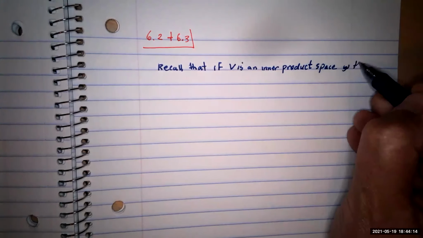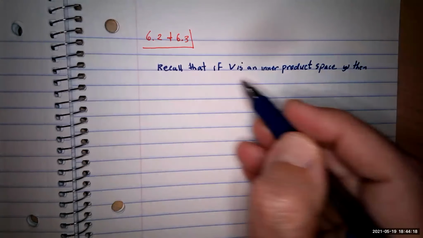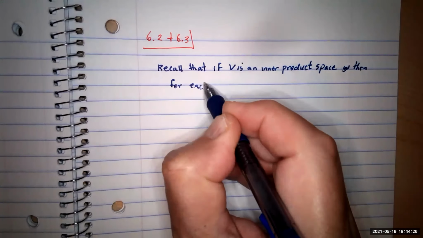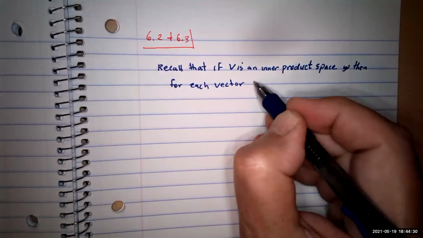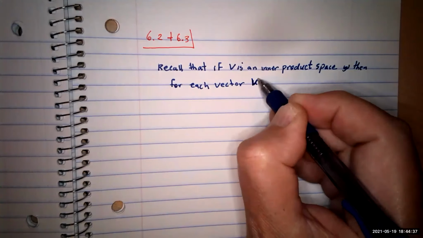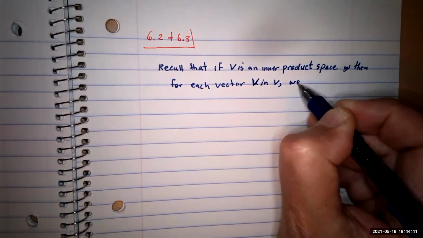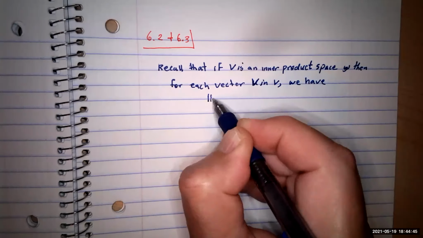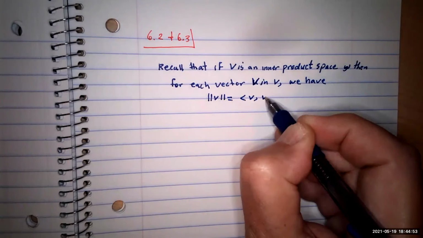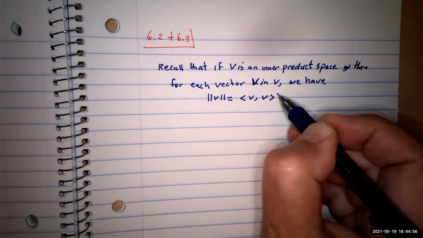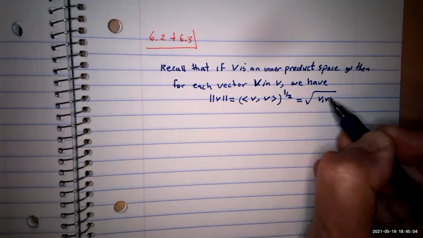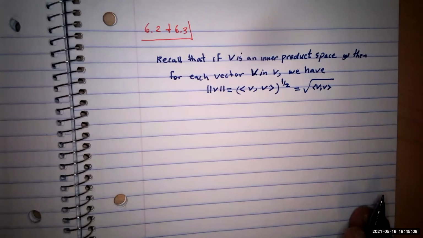Then we can define the norm, remember. For each vector, let's say v in V, we can define the norm of v. Remember, the norm of v is the inner product of v and v to the 1/2, or if you like, the square root of v dot v, which is the inner product of v and v.